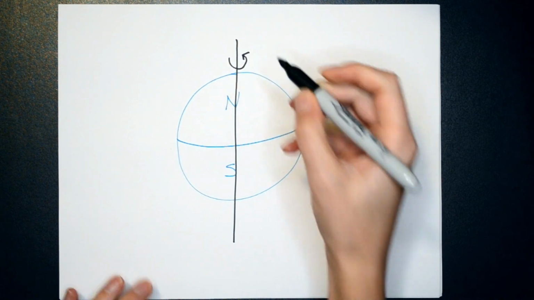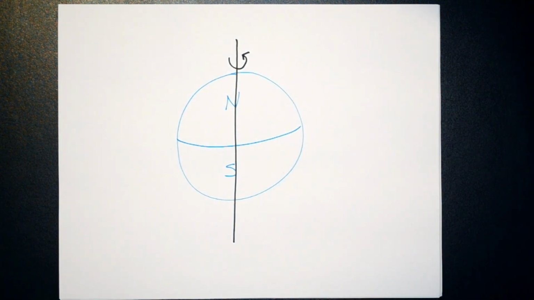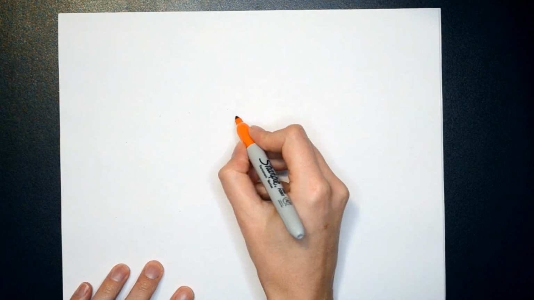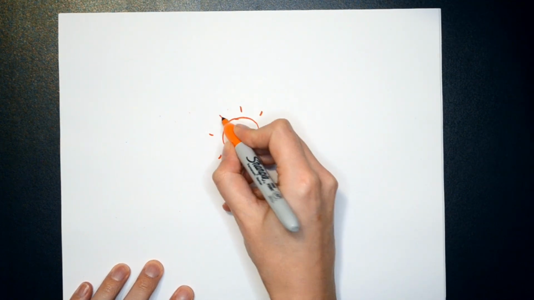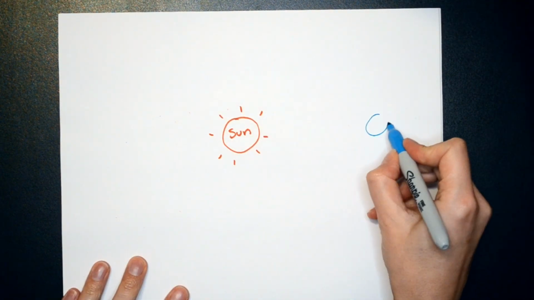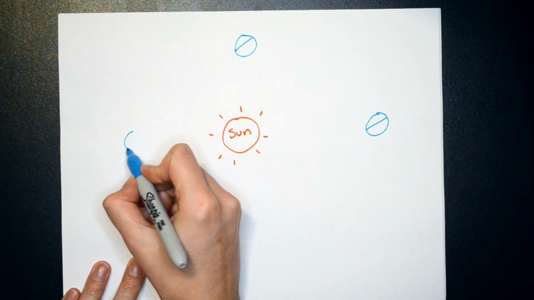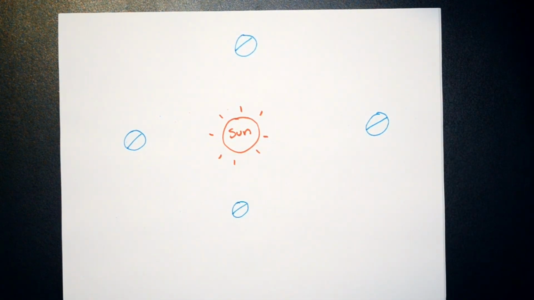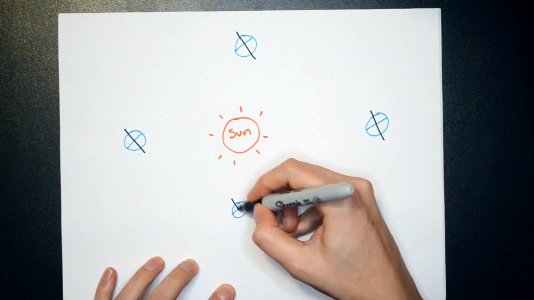When we talk about the Earth having a tilted axis, this means that the axis of rotation is tilted relative to the Sun. Let's draw the Sun in the middle and Earth's orbit around the Sun. Then we'll add the Earth at 4 points in the orbit, each representing one season.